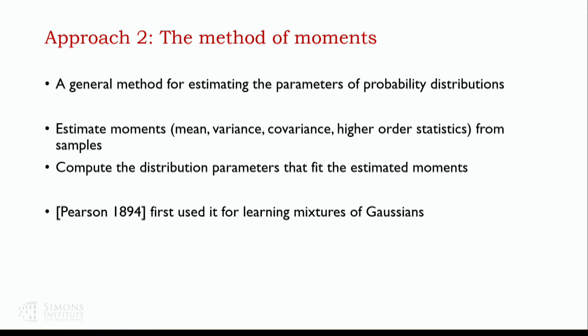It's a general method for estimating the parameters of probability distributions. You estimate the moments, mean, variance, covariance, and other statistics of the sample, and then you try to find the parameters that produce those estimated moments. This was first used by Pearson to learn mixtures of Gaussians. So how do we apply this method for our problem?